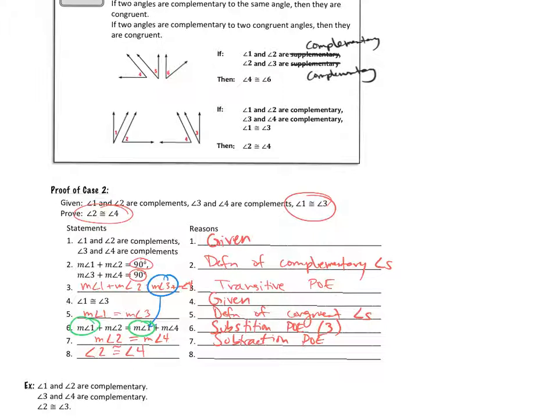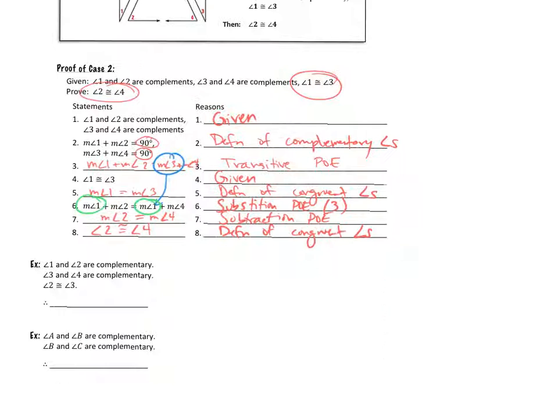And then to go from 7 to 8, to go from an equality to a congruency statement, means that I used my definition of congruent angles. This means that, again, I can use my congruent complements theorem to draw some conclusions.